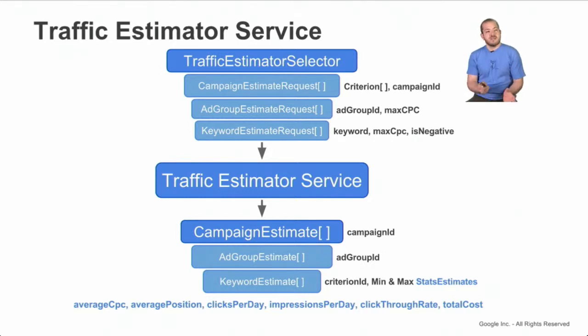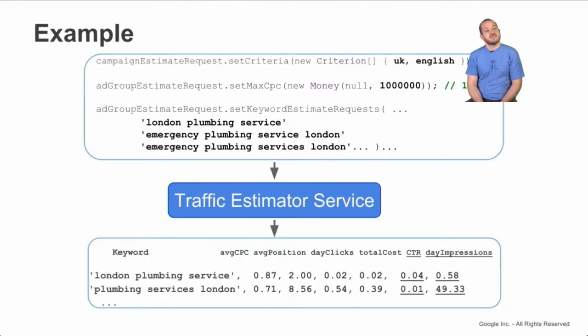Once you do that, you send the request to the Traffic Estimator service, and you get back campaign estimates. Each one of these campaign estimates will have an ad group estimate inside it, and each ad group estimate will have a keyword estimate inside it. And these map one-to-one to the things you sent in the request. All the way down inside the keyword estimate result object is where you actually get the results that you're looking for. So we'll go through a code example on how to exactly pack up this request and look at the response in the upcoming slides.